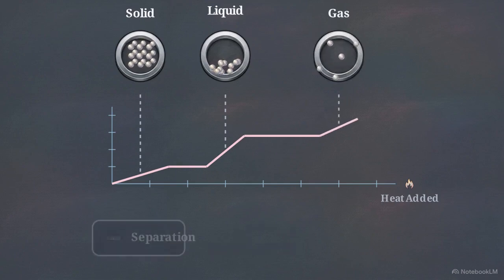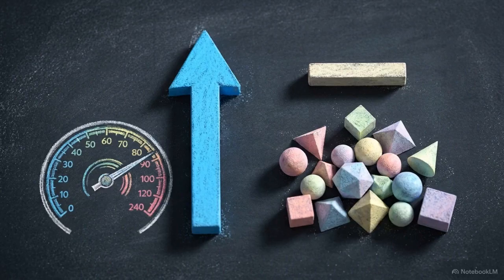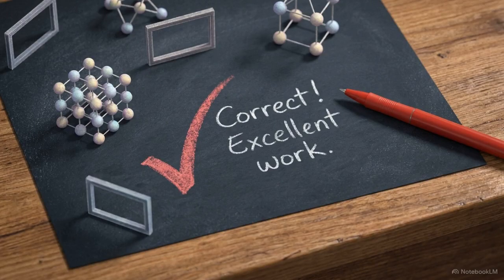Remember that whenever you see the phrase kinetic particle theory, you must describe the substance in terms of its separation, arrangement, and motion. Upward slopes show changes in kinetic energy, while horizontal plateaus show changes in the arrangement of particles. Using this framework ensures your answers meet the specific requirements of the Paper 4 mark scheme.